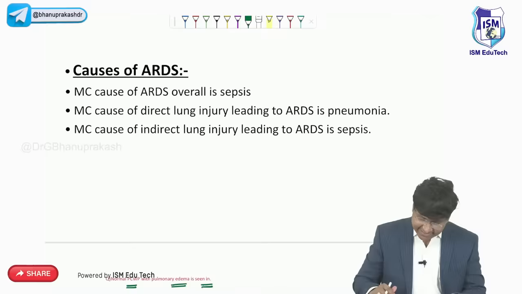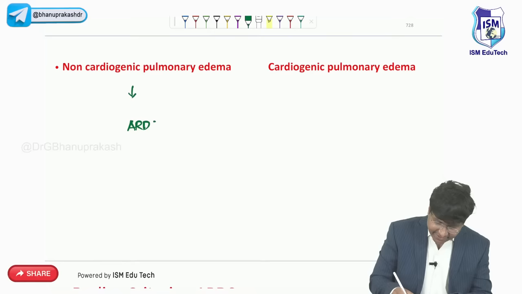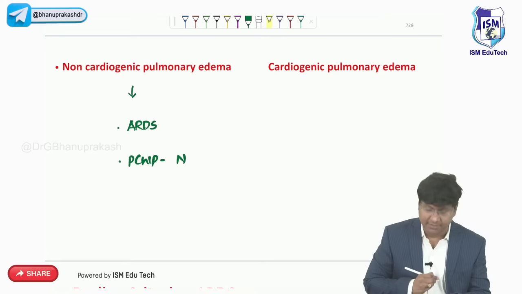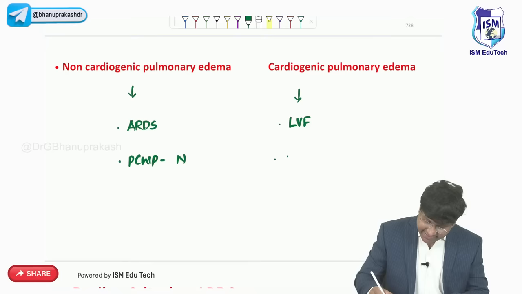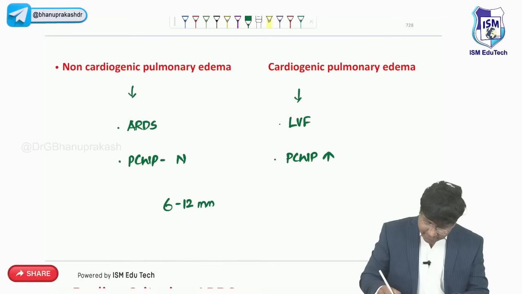And the next thing is, you should know the difference between non-cardiogenic and cardiogenic pulmonary edema. Non-cardiogenic pulmonary edema, you have that in case of ARDS, where your pulmonary capillary wedge pressure will be absolutely normal. Whereas cardiogenic pulmonary edema, you will have that in left ventricular failure, and here the pulmonary capillary wedge pressure will be elevated. How much is the normal pulmonary capillary wedge pressure? That is around 6 to 12 millimeters of mercury, but the cutoff we take is 18 millimeters of mercury.